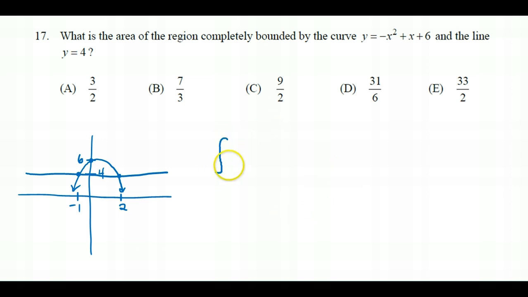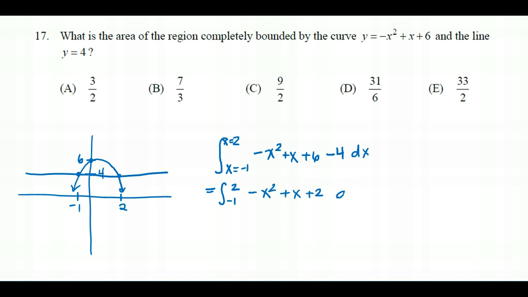So the integral is going to be from x equals negative 1 to 2 of the top function, negative x squared plus x plus 6 minus the bottom function 4 dx. So this is the integral from negative 1 to 2 of negative x squared plus x plus 2 dx. And now this is negative x cubed over 3 plus x squared over 2 plus 2x evaluated from negative 1 to 2. So in this problem, they are going to make you do a whole lot of algebra here.